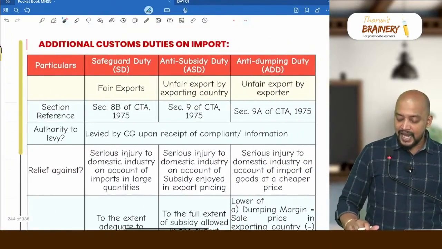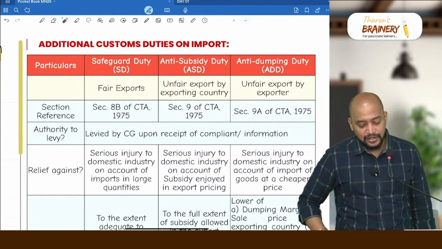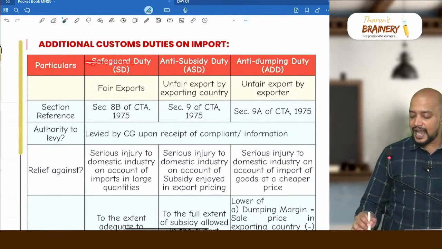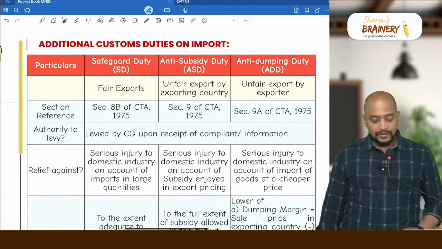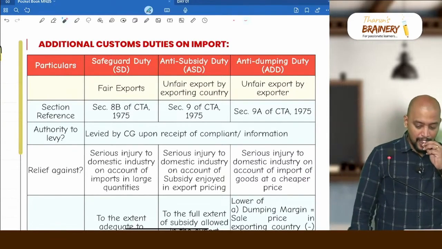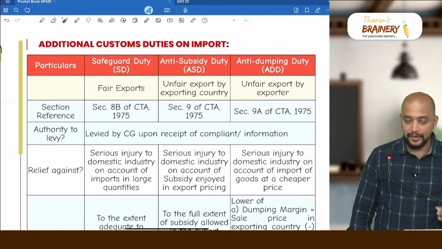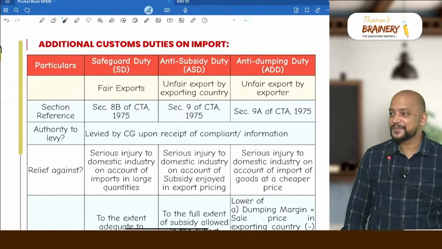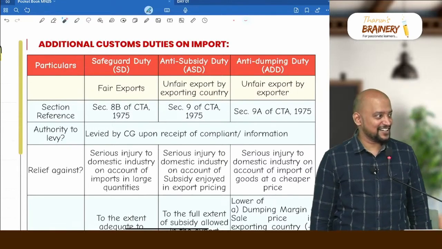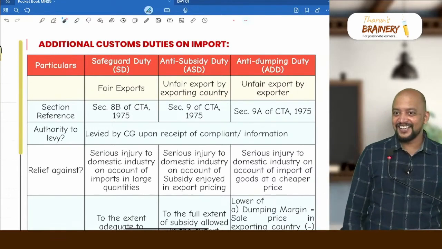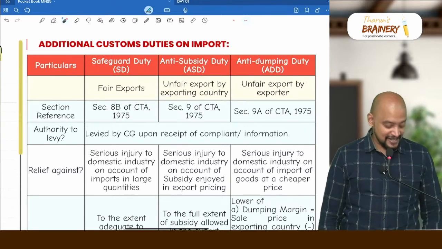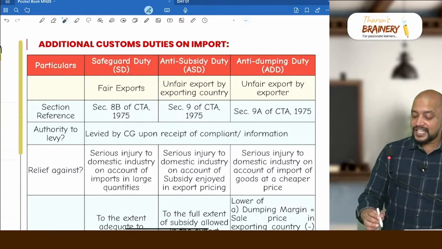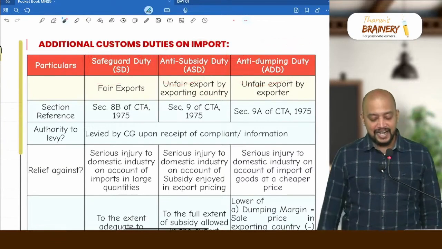Next, we have these additional customs duties on import: safeguard duty, anti-subsidy duty, and anti-dumping duty. We'll complete this chapter. So safeguard duty, anti-subsidy duty, and anti-dumping duty.